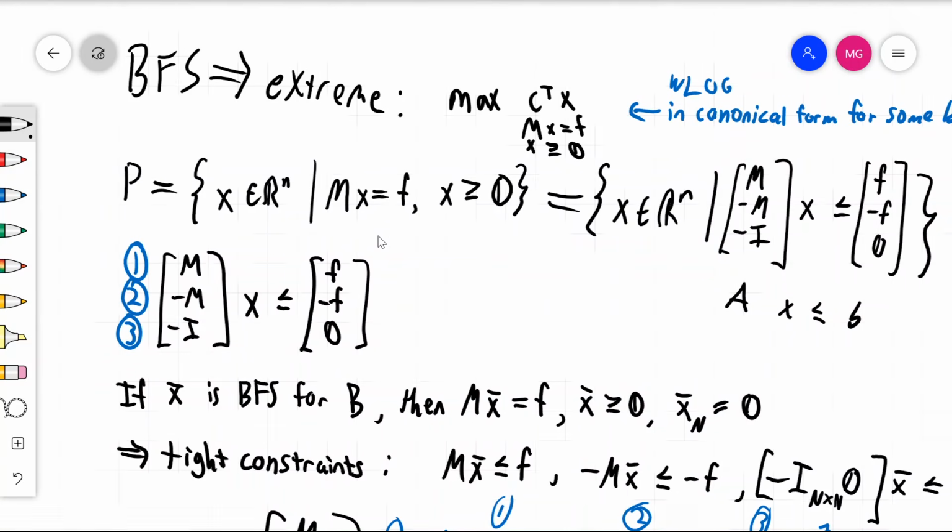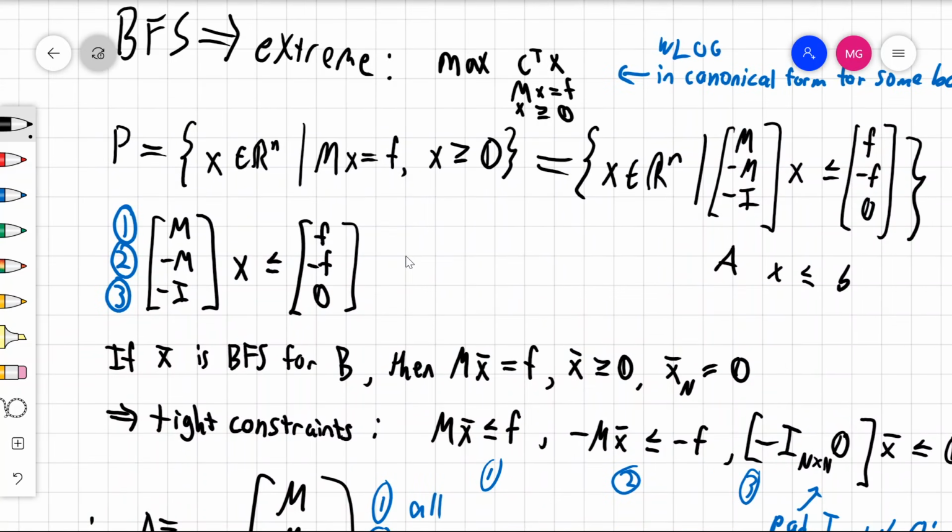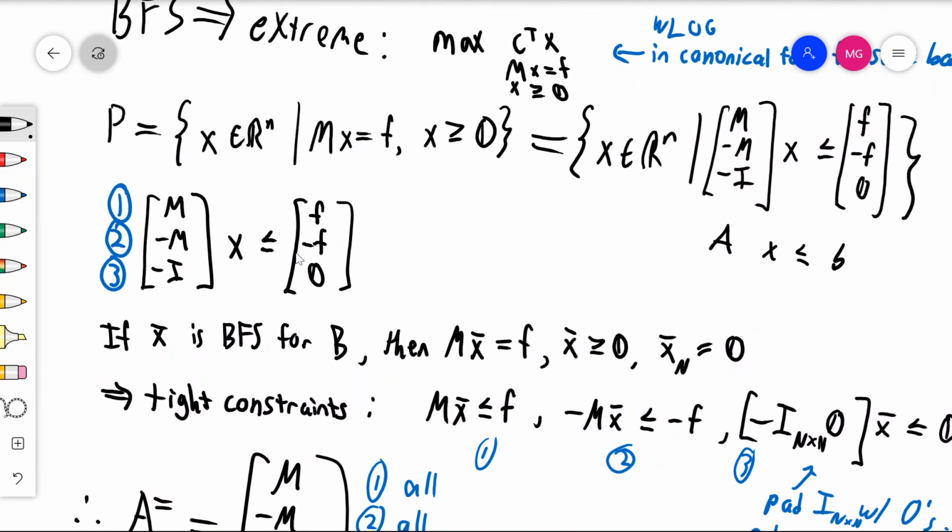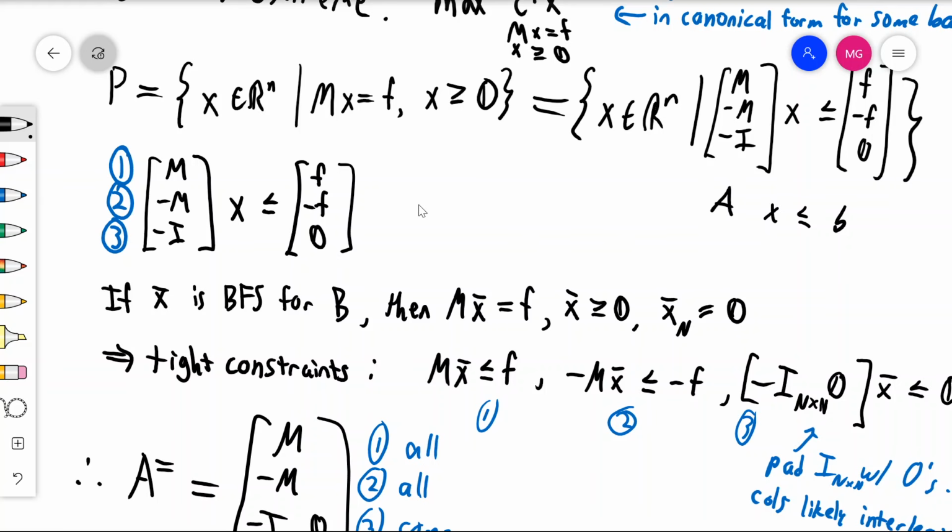Okay, and so we have three types of constraints: constraints from the first block, second block, and third block. I've just labeled them 1, 2, and 3 for each type of constraint. And then all of them together are equivalent to the original constraints. So, we're assuming that x bar is a basic feasible solution.